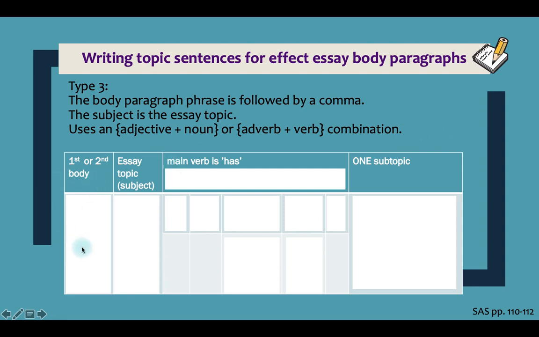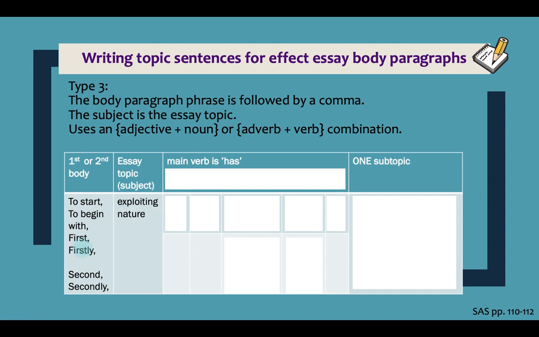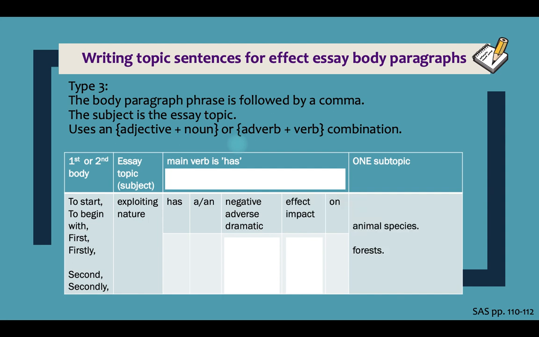So let's look at, to start, exploiting nature, and we're going to use our main verb as has a negative effect on animal species. So we can try to think of this as a whole phrase with the has, and then we have an adjective noun. Has a negative effect on animal species.